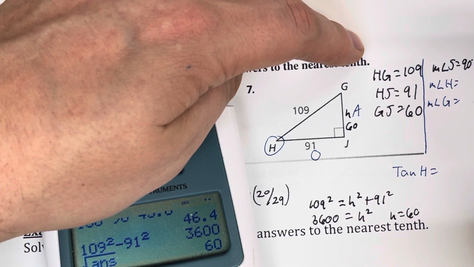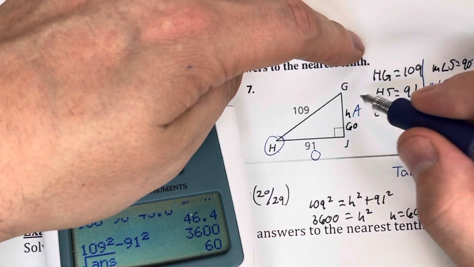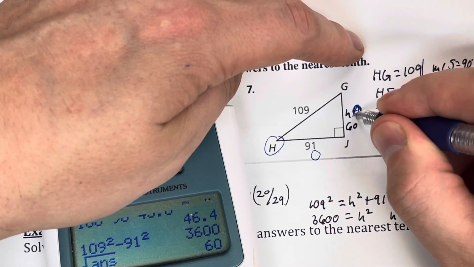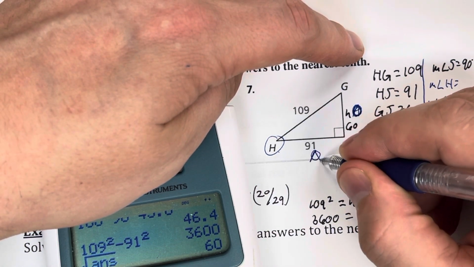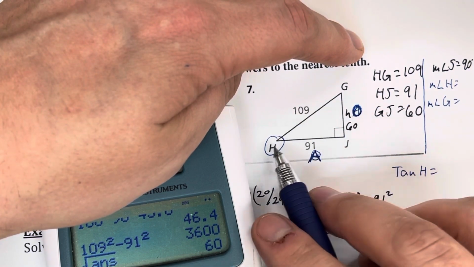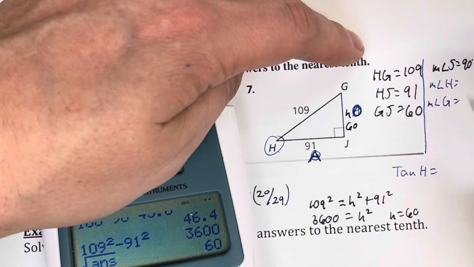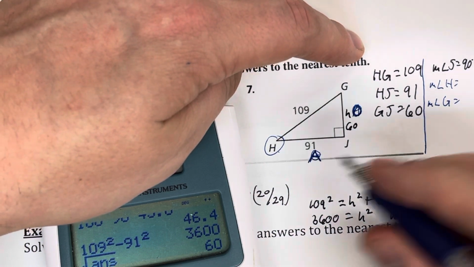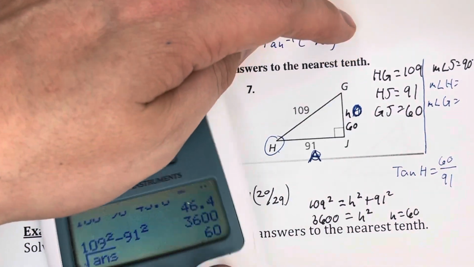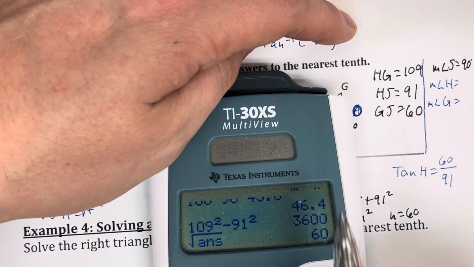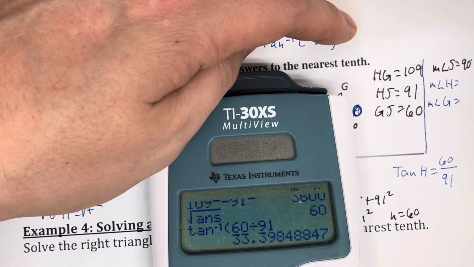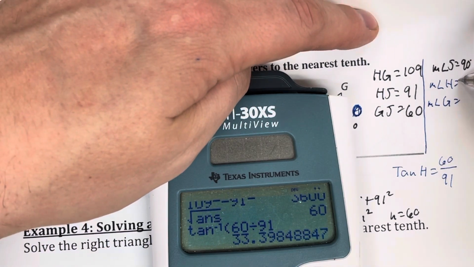Ooh, what am I doing? H, sorry, I gotta backtrack here. Opposite, adjacent. 91 is connected. So opposite is across, adjacent is here. So the tangent of H equals 60 over 91. When we're finding the angle, we have to use the inverse. So inverse tangent of 60 divided by 91 is 33.4.